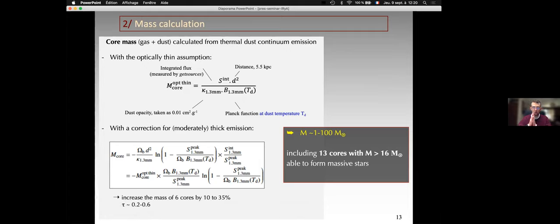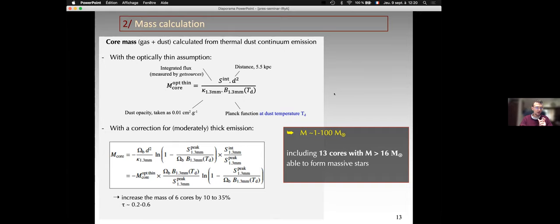And we came up with a large range of masses up to 100 solar masses, including 13 cores over 16 solar masses. And why 16? Because if we take a 50% efficiency, we get 8 solar masses stars.